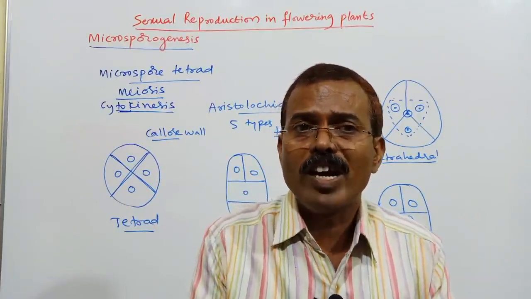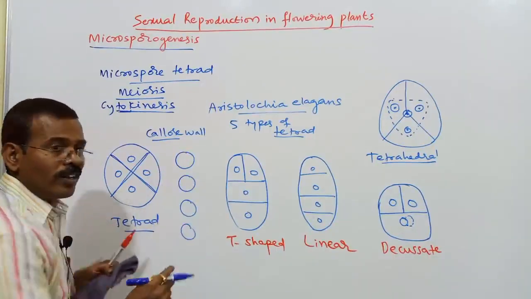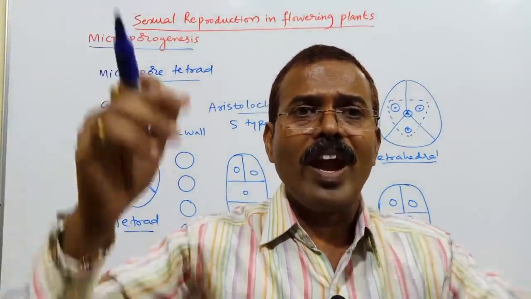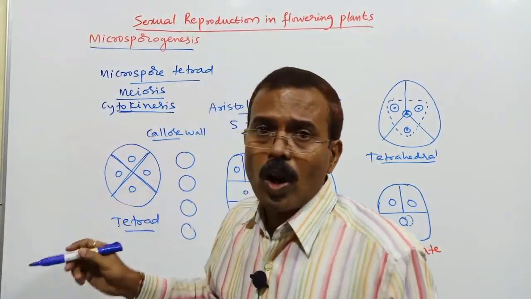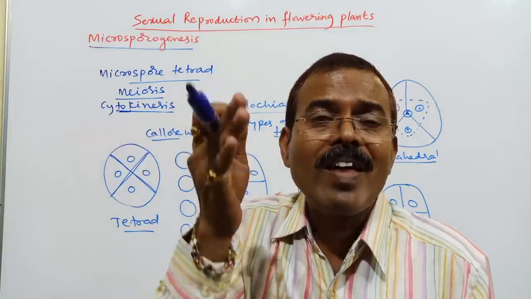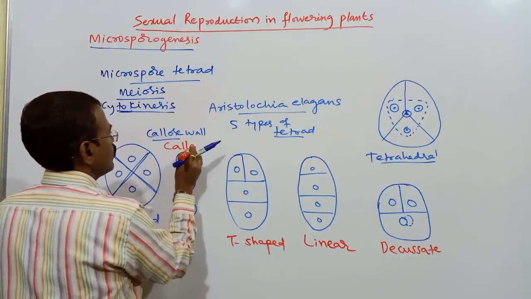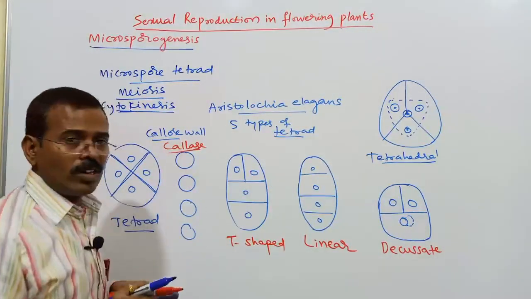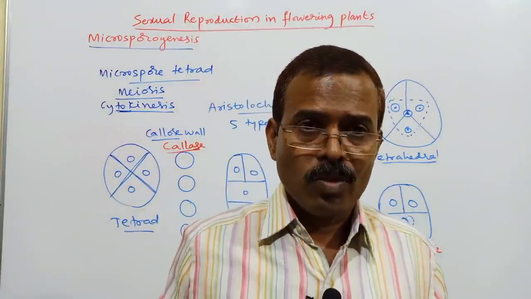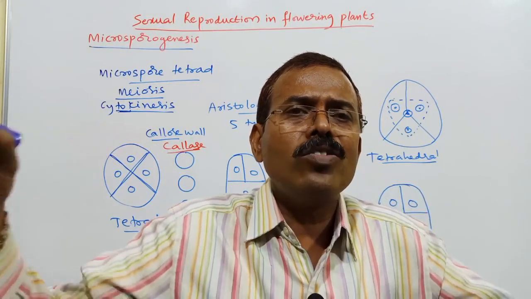On maturity, finally, what happens? These microspores or pollen grains will be released separately. So these get released from the anther. This callose wall layer which can hold the pollen grains can break down on maturity by the action of callase enzyme. These enzymes can be secreted by the tapetum. So callase enzyme can break down the callose wall layer. Because of that, individual pollen grains can get separated.